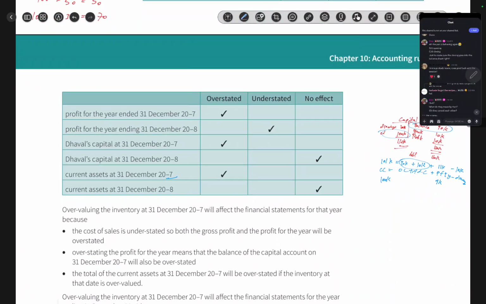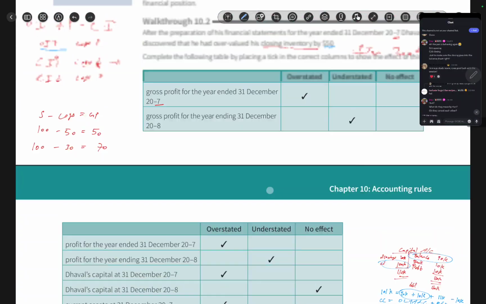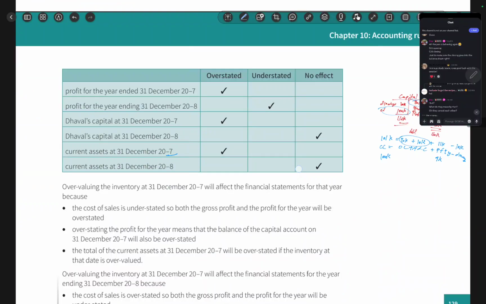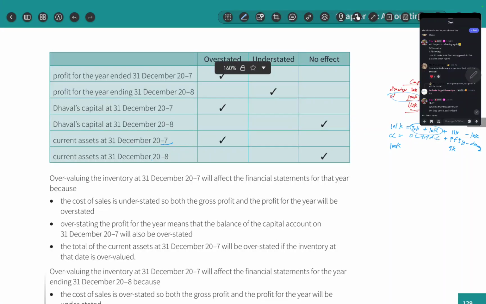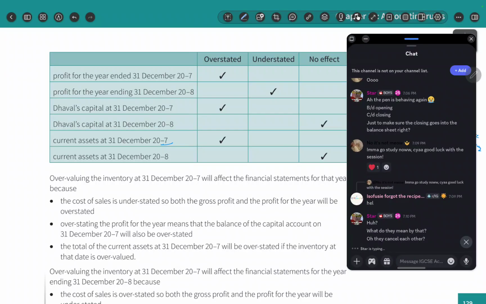Does that make sense? So that's why this is overstated, because it clearly says 2007 overstated, and this one has no effect because this is for closing inventory 2008. So the inventory at 31st December 2008 will determine whether this is understated or overstated.